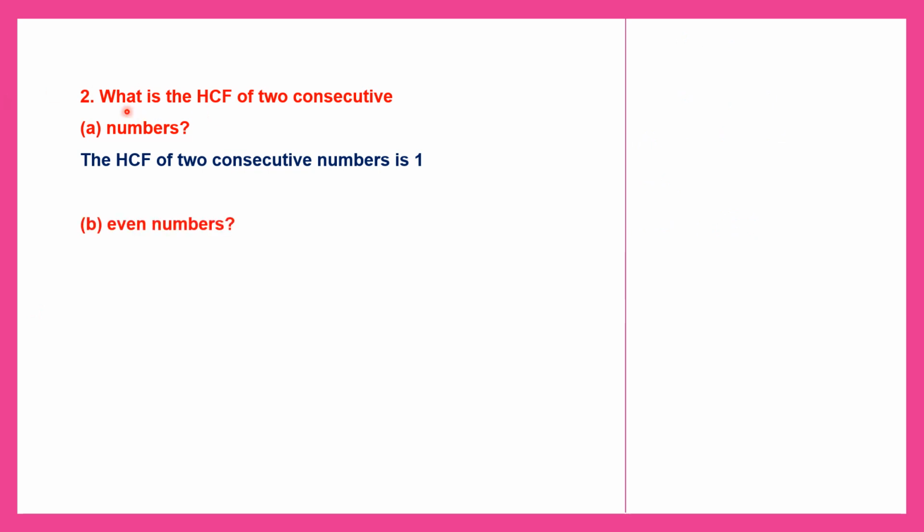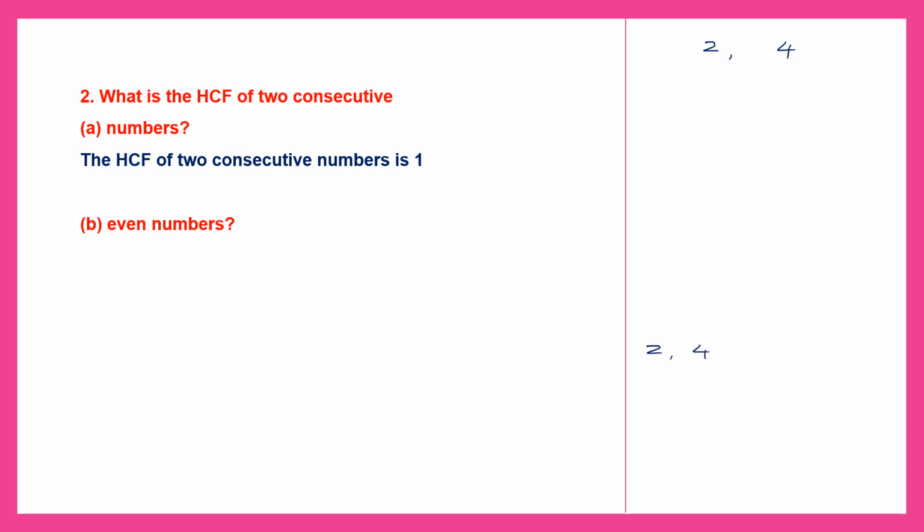Next question. What is the HCF of two consecutive even numbers? Even numbers are numbers like 2, 4, 6, 8, 10, 12. All these are even numbers. Let's take any two even numbers. Let's take 2 and 4. These are two consecutive even numbers. Consecutive means that they come one after the other.